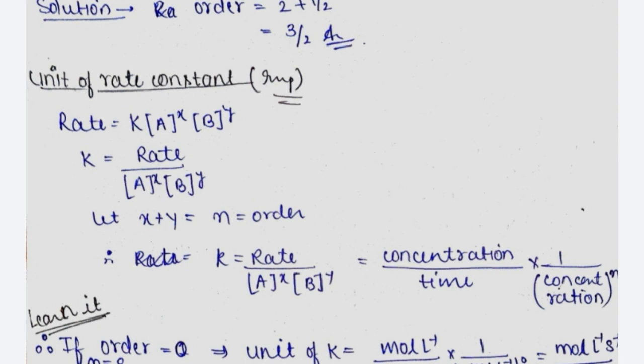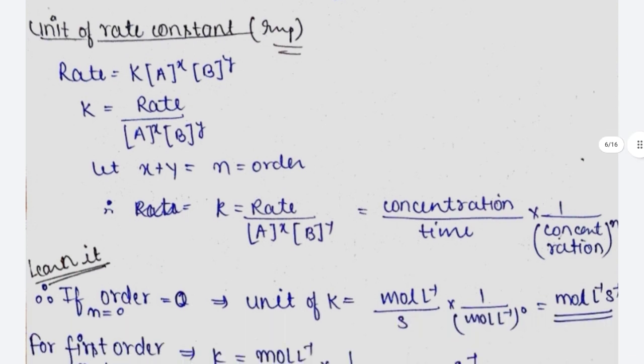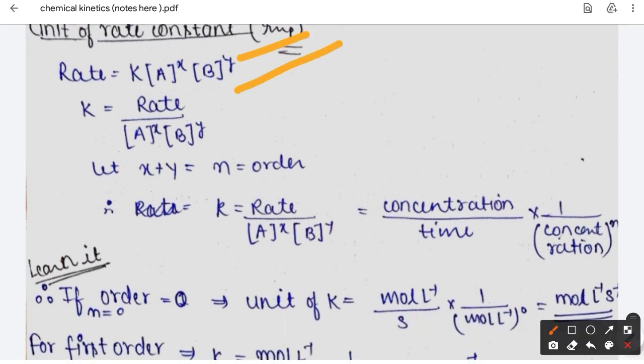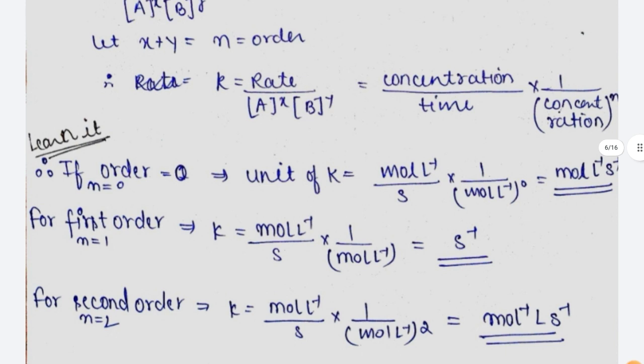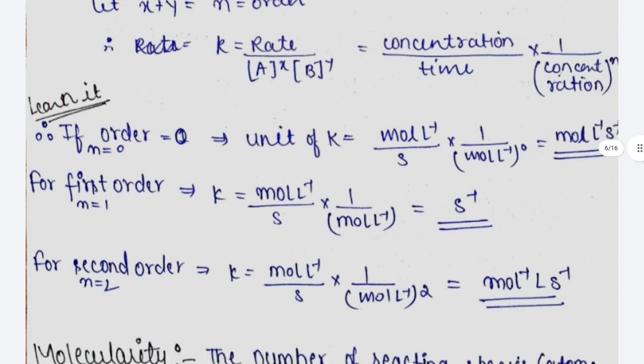Unit of rate constant. This is also one of the important topics. For zero order, what is the unit? For first order and for second order. For zero order, it is mole liter inverse second inverse. For first order, it is second inverse, and for second order, it is liter mole inverse second inverse.